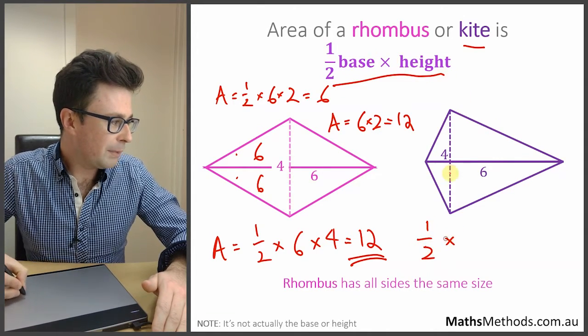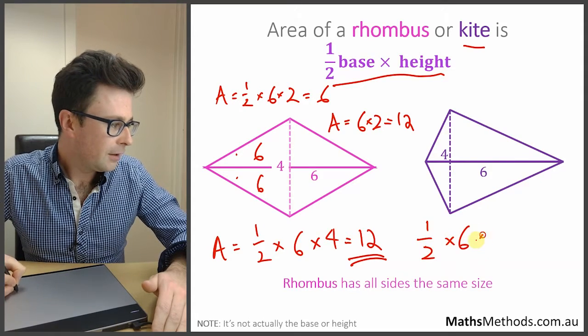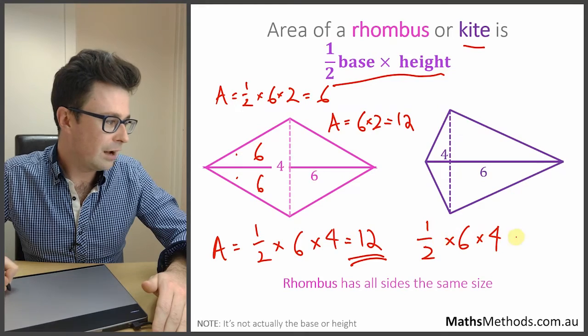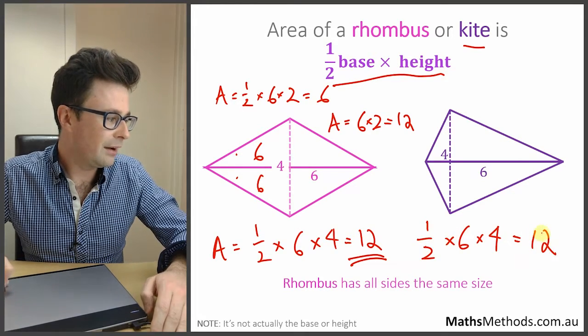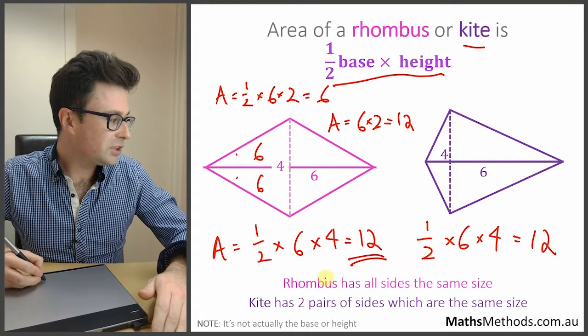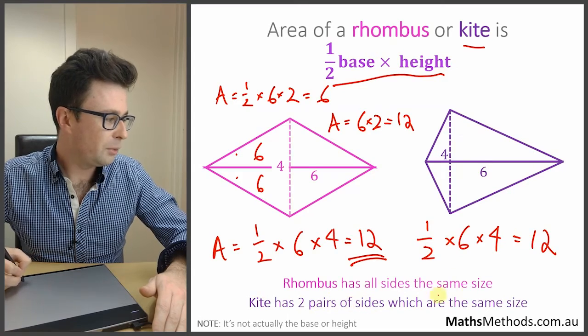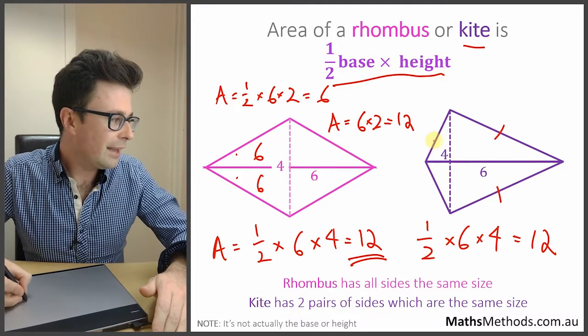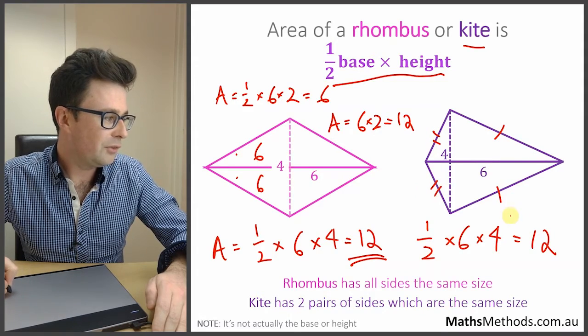So half times base, which again is 6, times height, which is 4. 6 times 4 is 24, and half of that is 12. So that's the area done. And a kite just has 2 pairs of sides which are the same size. So this and this are the same size, and this and this are the same size.